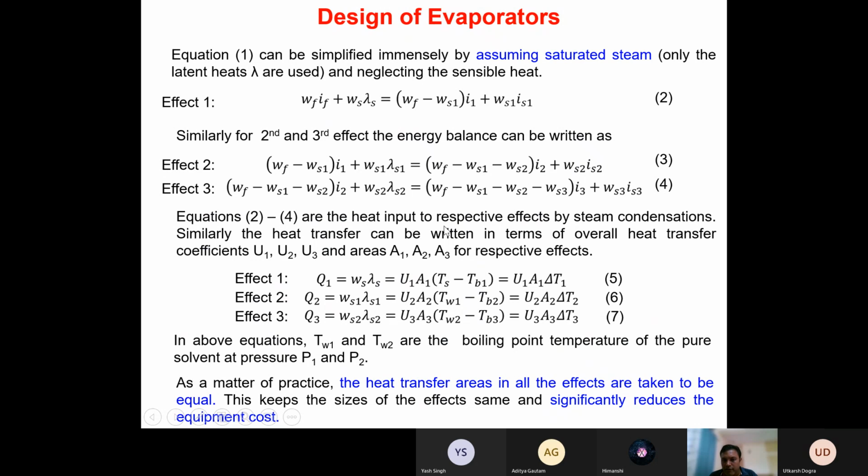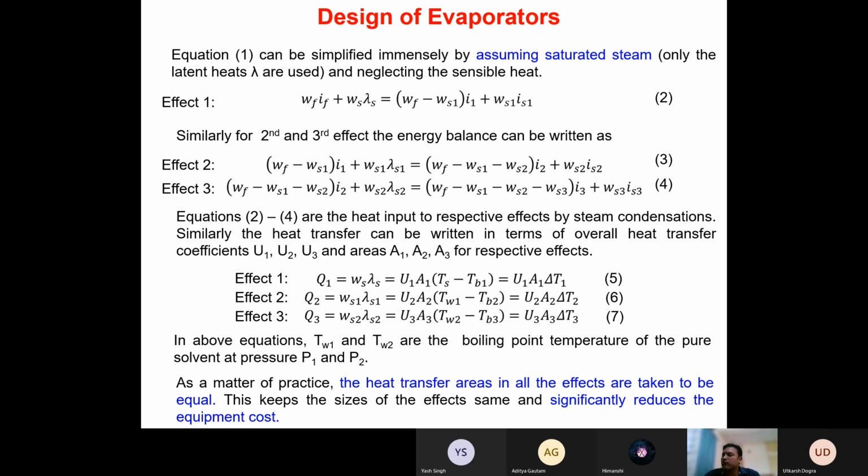Okay. So these are the three energy balance heat transfer equations. Again, from this heat transfer equation, one can find out the area, back calculate the area. So area A1 here will be what? Ws lambda S divided by U1 delta T1. Similarly, you can calculate A2 and A3.